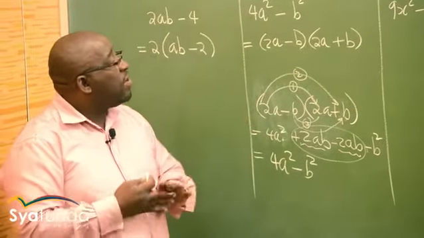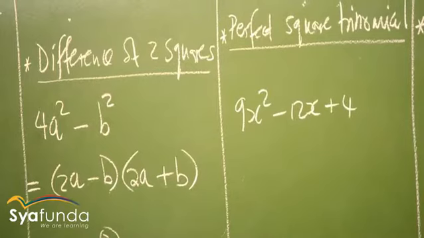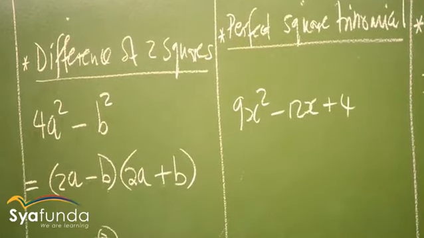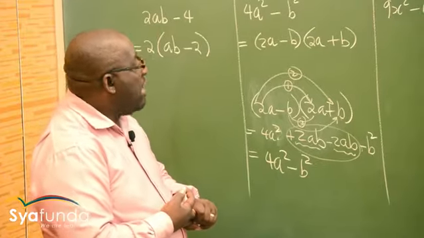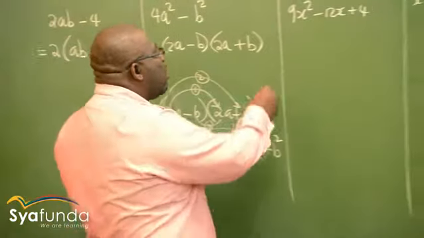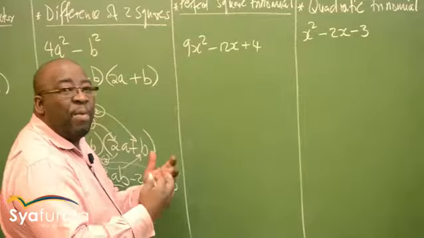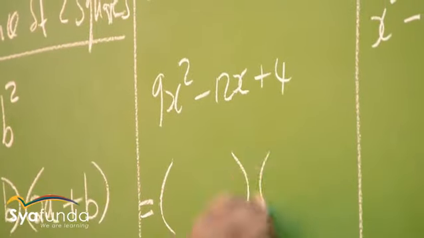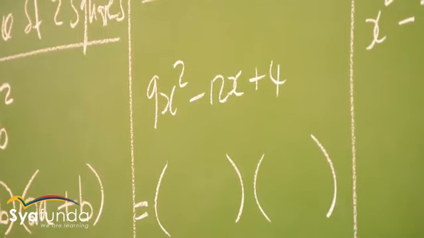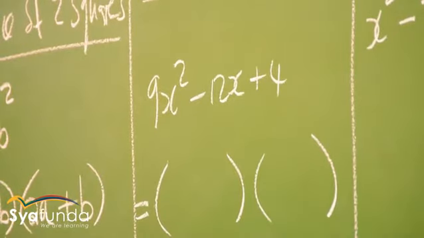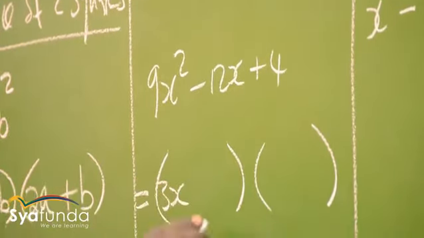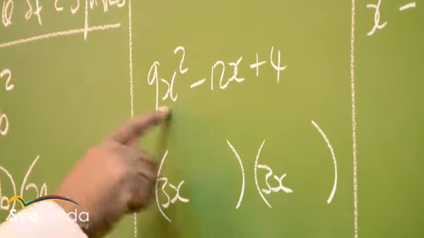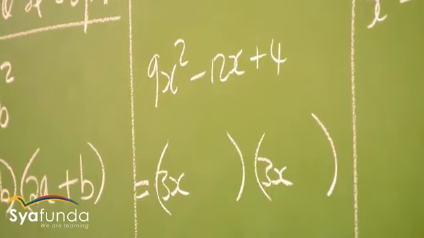Now, I want us to move on to the third one, called the perfect square trinomial. You also have these types of factorization. Remember that when we factorize, we bring in brackets. Let's see what we have here. Because it's a perfect square trinomial, we've got to have 3x here and 3x. What is 3x times 3x? It is 9x squared. Right, let's move on.